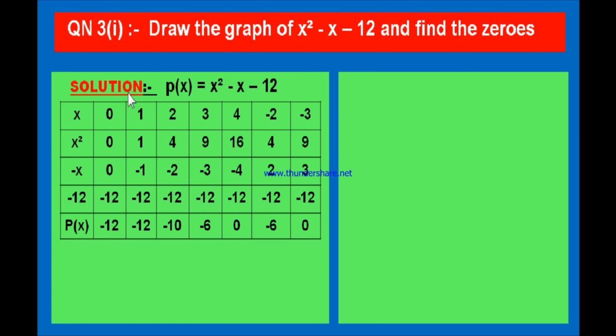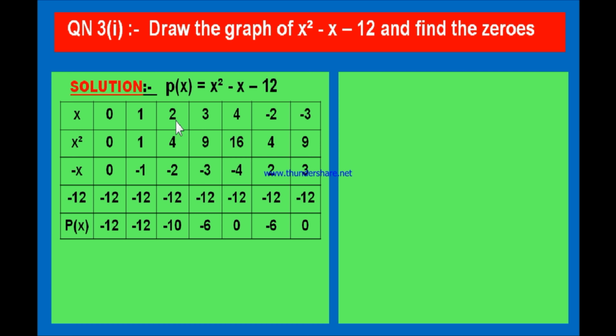And now consider x value as 1. If x is equal to 1, x square means 1 square is also 1. Minus x means minus 1. And this is minus 12. Now add these three values only. Add x square, minus x and minus 12 to get p of x. Therefore 1 minus 1 is 0. 0 minus 12 is again minus 12. Therefore the coordinates of the second point is (1, minus 12).